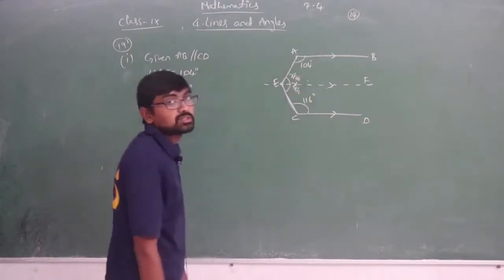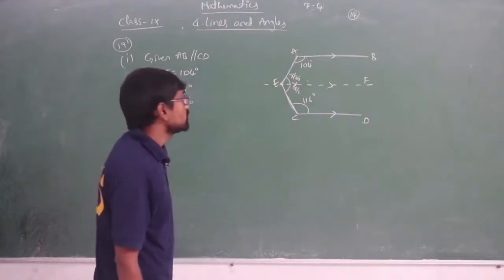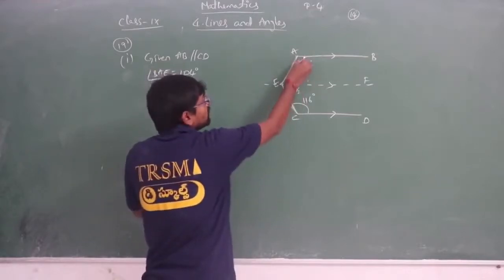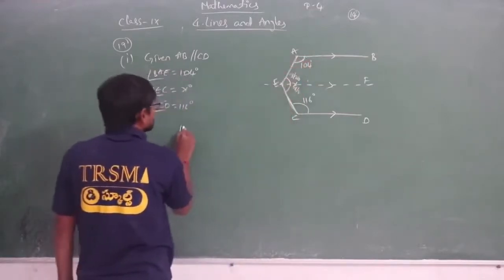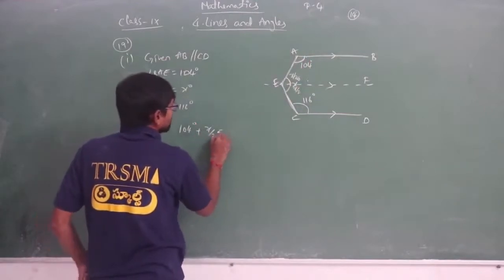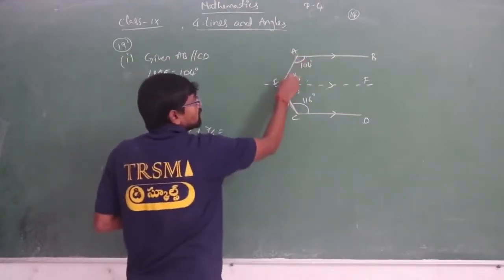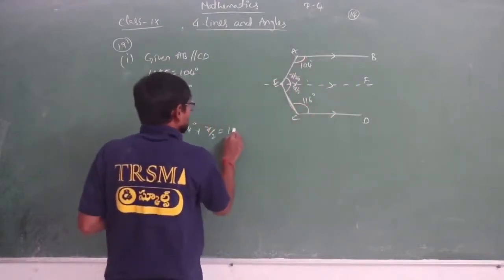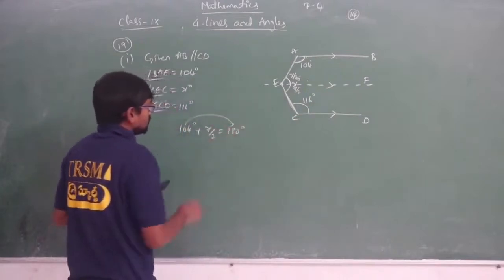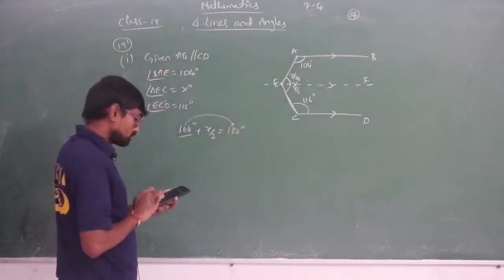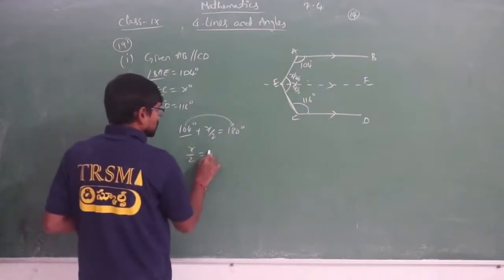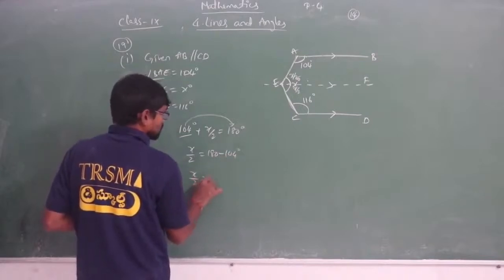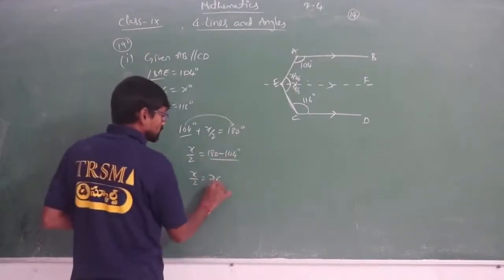So like this you can solve the question. Okay, this is how you can solve. Now it is very easy. This angle plus this angle, 104 degree plus x by 2 degree, is equal to how much? Co-interior angles lying on one side add up to 180 degree, isn't it? So as it is adding, we will be subtracting 104, isn't it? So x by 2 is equal to 180 degree minus 104 degree. So x by 2 is equal to 180 minus 104, which is 76 degree.